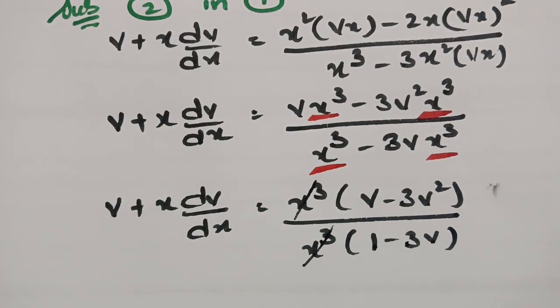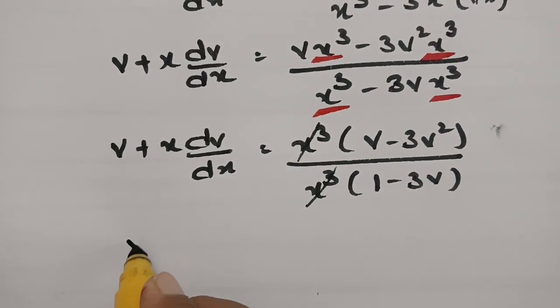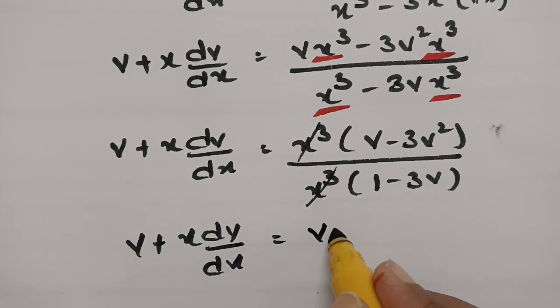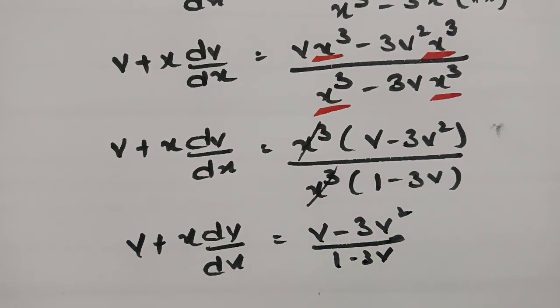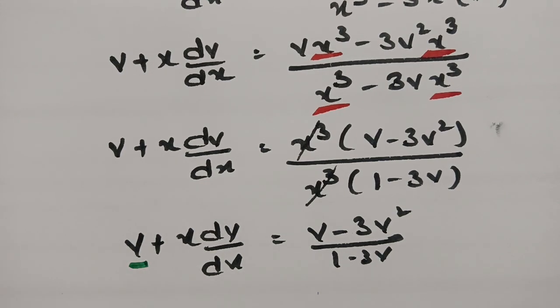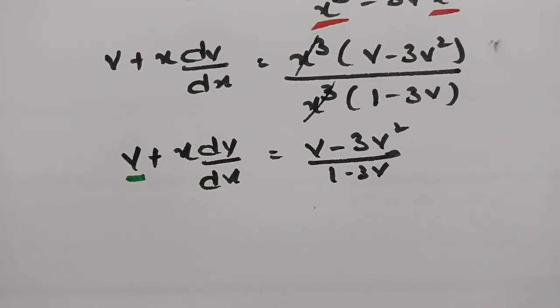So I'm cancelling these two. And again, see here, v plus x into dv by dx is equal to v minus 3v square by 1 minus 3v. And now I am going to shift this plus v to the other side. So if I shift it to the other side, see what happens here.